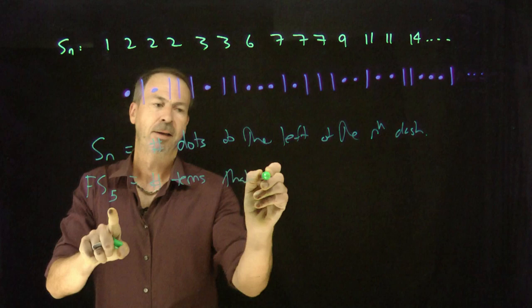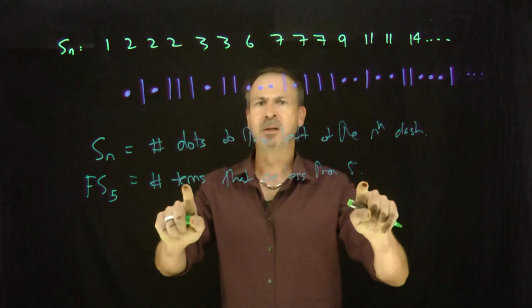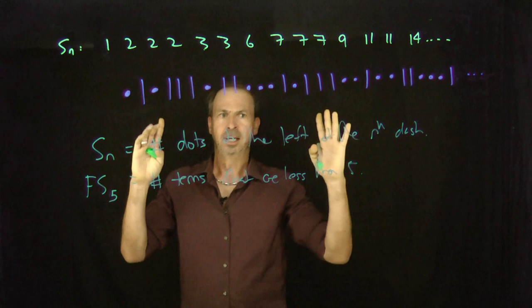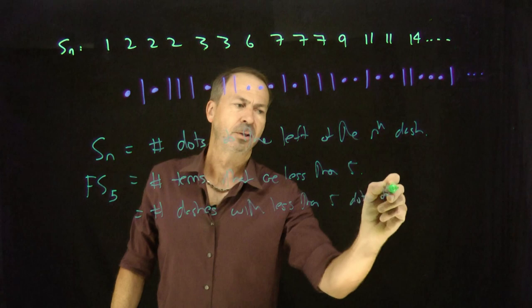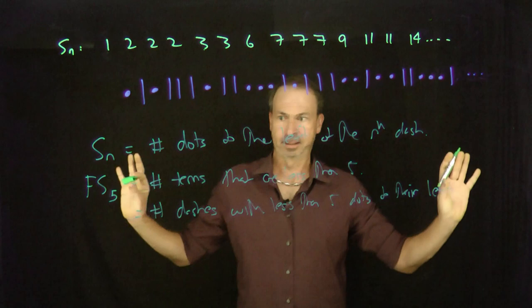Okay. But now my terms of the original sequence are being represented by dashes. So all the dashes that give a number that's less than 5. Well, the number they give is the number of dots they have. So this must be the number of dashes with less than 5 dots to their left. Okay, so let me take it really slowly because my brain can only handle things slowly. I want the number of dashes with less than 5 dots to their left.